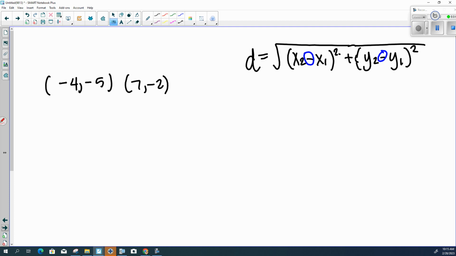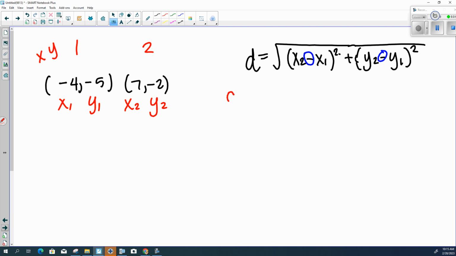Be careful. Step number 1, label. This is my first ordered pair. This is my second ordered pair. So these are x1, y1, and x2, y2. It's like alphabetical order. Some people wonder which one goes first? Well, think about the alphabet: Q, R, S, T, U, V, W, X, Y, and Z. That's how you know the order it goes in.